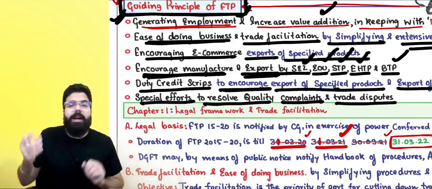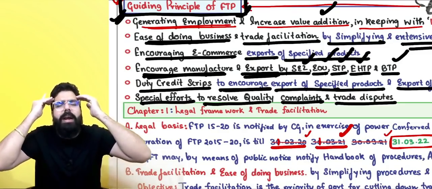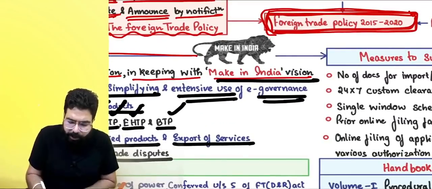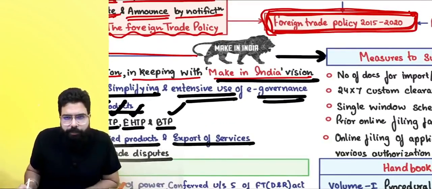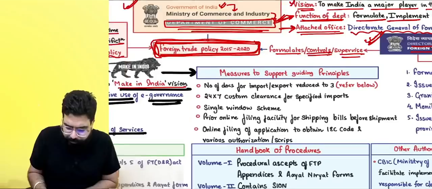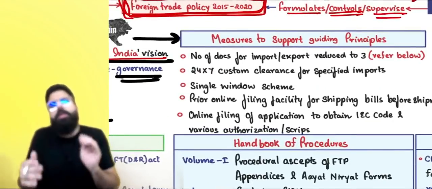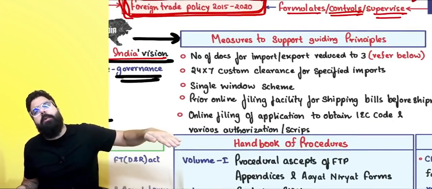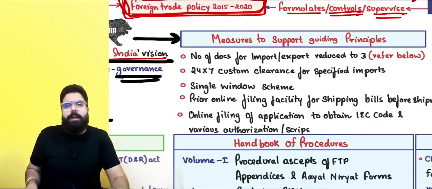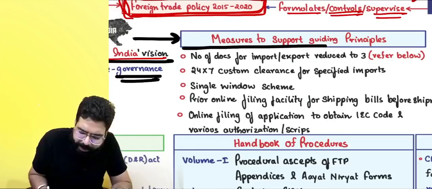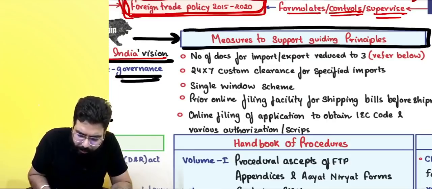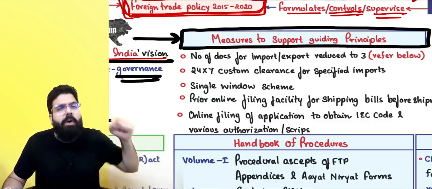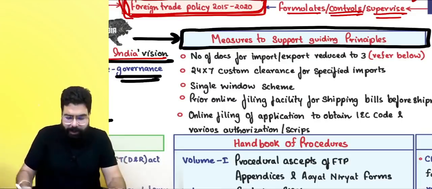Yes, sir. These are the guiding principles when they are making the foreign trade policy. Now, once they have made the foreign trade policy, what are the measures to support the guiding principle, that is, how the guiding principles are being supported? What are the measures taken by the government when you are importing or exporting? We will support import and export, foreign trade should go ahead.